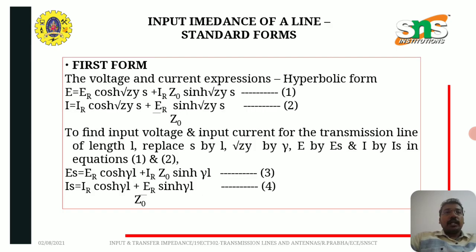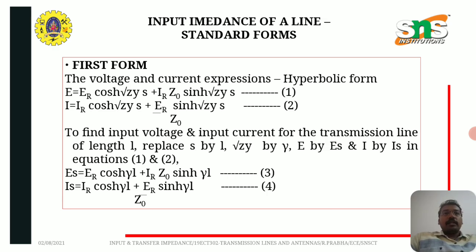The voltage and current expressions in hyperbolic form are given by E equal to Er cosh square root of ZY s plus Ir Z0 sinh root of ZY s, and I equal to Ir cosh root of ZY s plus Er sinh square root of ZY s, divided by Z0.